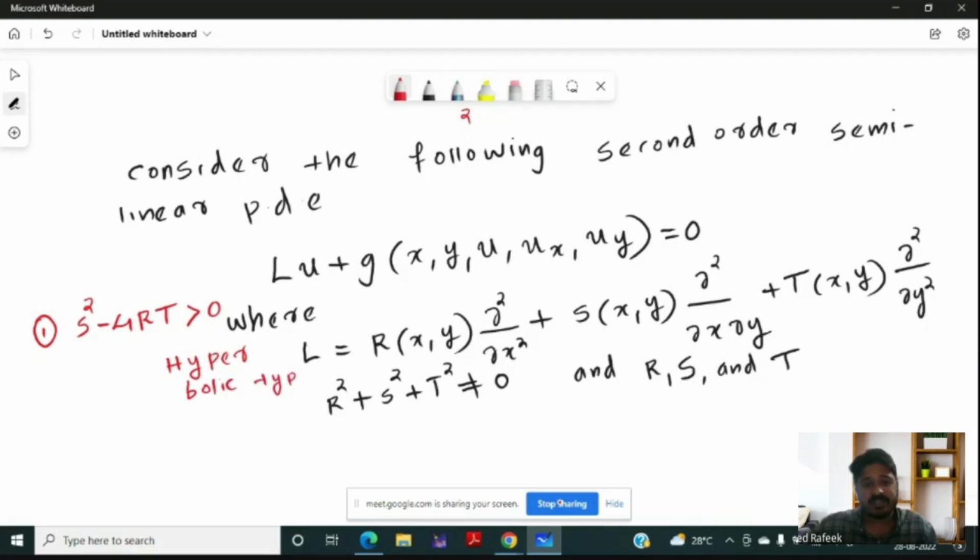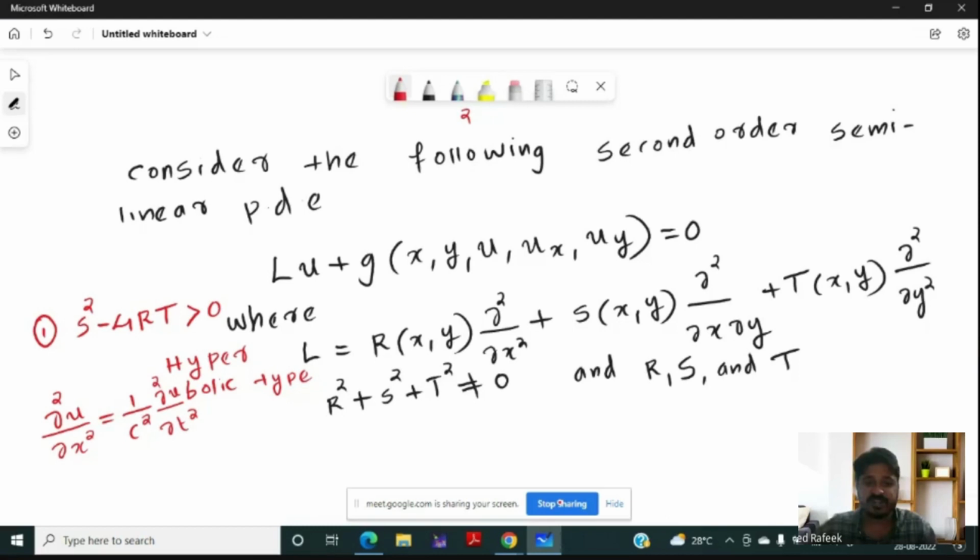You can check the example with the wave equation. I think you know the wave equation: ∂²u/∂x² = (1/c²) ∂²u/∂t². This is always a hyperbolic type. So S² − 4RT is greater than 0.